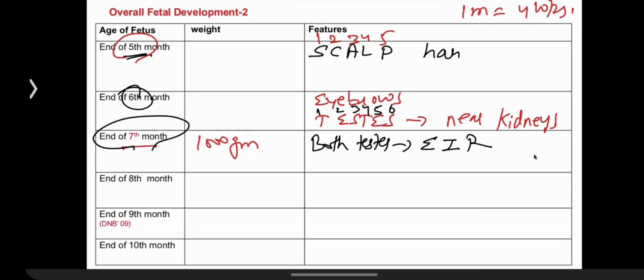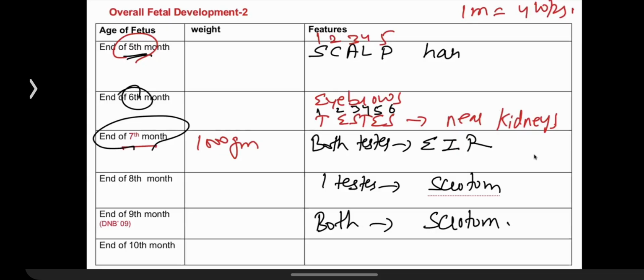At the end of the 8th month, one testis is in the scrotum. At the end of 9 months, both testes are in the scrotum.